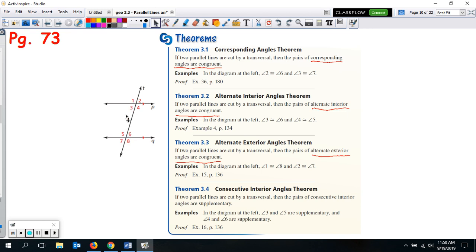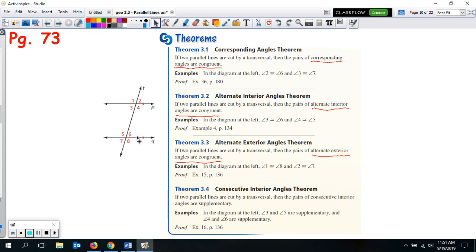Consecutive means they're on the same side. So that means 3 and 5, 4 and 6. So these are not congruent. 3 is not congruent with 5. You can see that 3 is a different angle than 5. 5 looks obtuse. 3 looks acute. So those are definitely not congruent. 4 and 6 are not congruent, but they're consecutive interior.